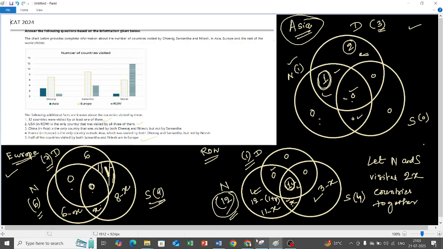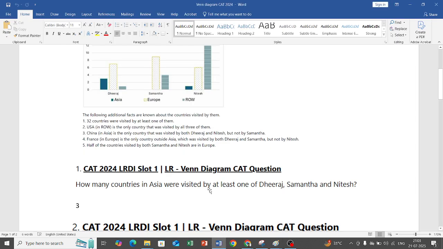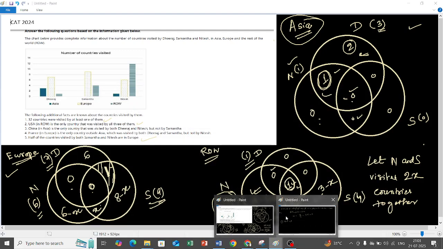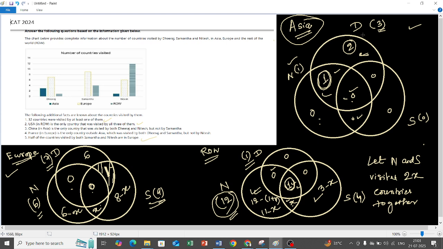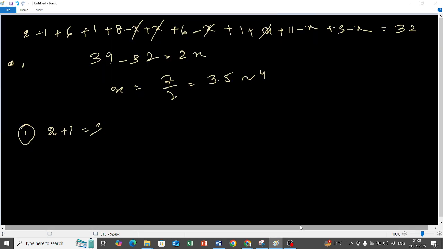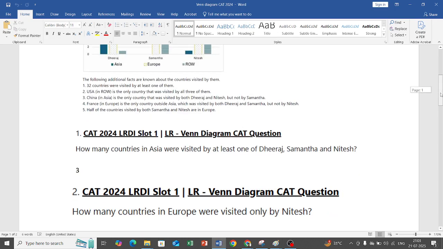The question for this is, how many countries in Asia were visited by at least one of Dhiraj, Samantha and Nitesh? So in Asia by Dhiraj, Samantha and Nitesh, here there is 2, here there is 1, so 2 plus 1 is 3 because others are 0. Understood or not? Please tell me. Yes, sir. Good. Now let us come to the next one.